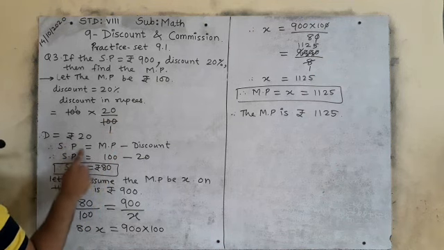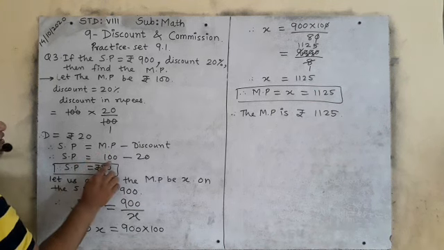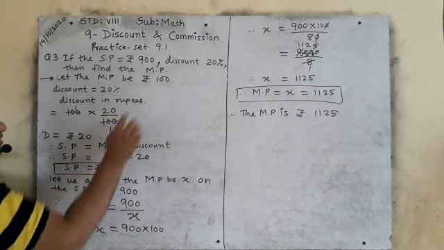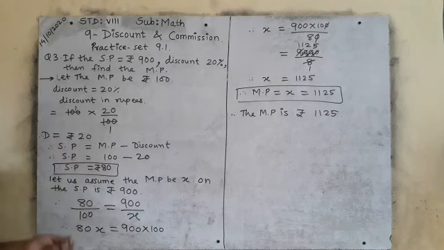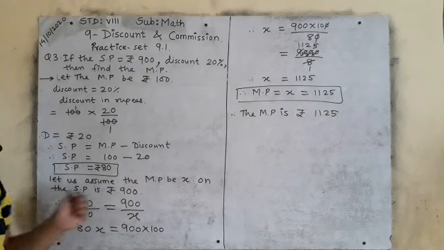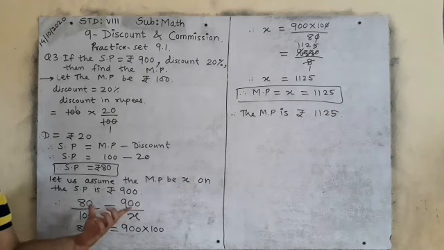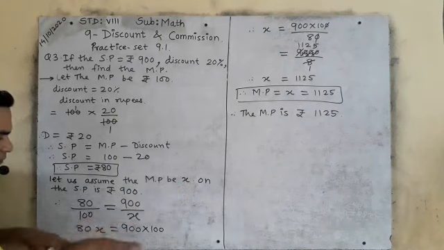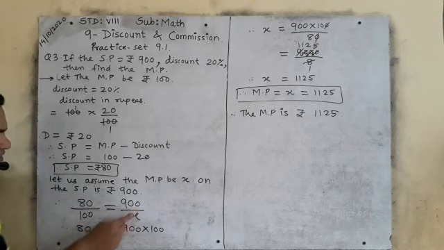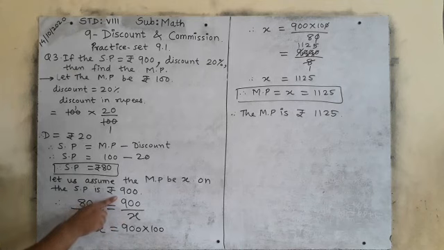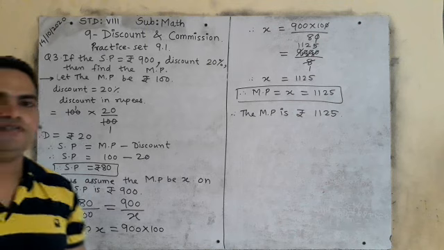Okay. Selling price is equal to mark price minus discount. As we have considered 100 mark price, discount 20, so selling price is rupees 80. Let us assume the mark price to be X and the selling price is rupees 900. So always write mark price down and selling price up. First we considered mark price 100 and sold the thing for 80 rupees. Then we considered mark price X and sold for 900 rupees. Okay, then we will do its cross multiplication. I hope you understood here.